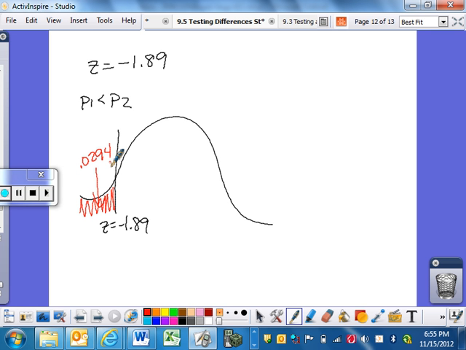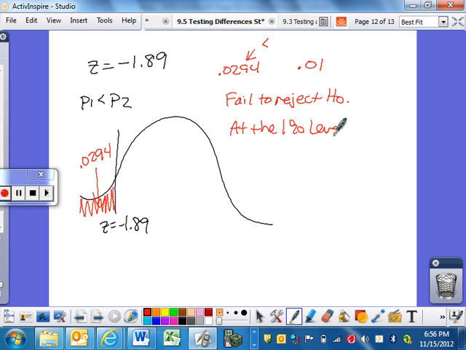So if I compare 0.0294 to my alpha, which is 0.01, is my p-value less? It is not. Since it's not less, it's not far enough out to be significant, we fail to reject the null hypothesis. And if we fail to reject the null hypothesis, what do I say? At the 1% level, the data, what does the data do? Does not support the claim. And what did we claim?